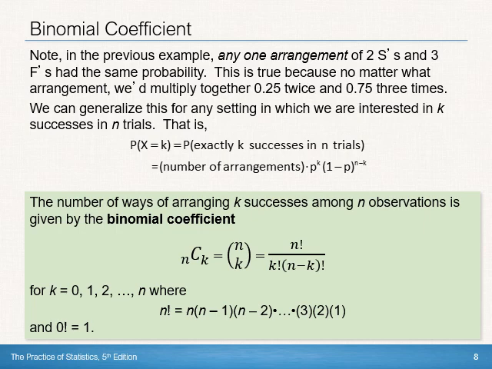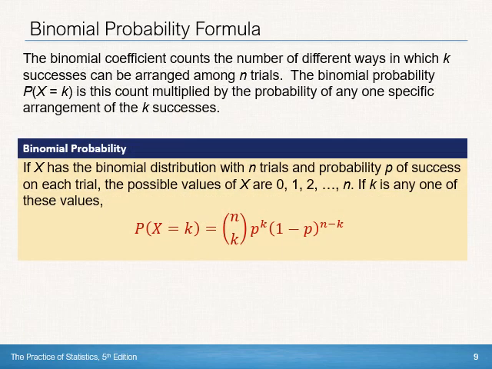So n factorial, if you remember from Algebra 2, just means n times n minus 1 times n minus 2, and so on, all the way down to 1. And remember too, that if it comes up, 0 factorial is always 1. All right, so we'll show in an example in a minute how to calculate that binomial coefficient in our calculators.